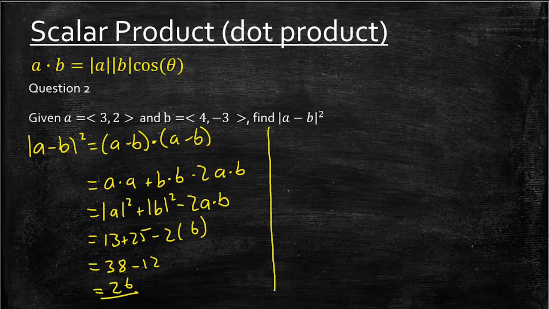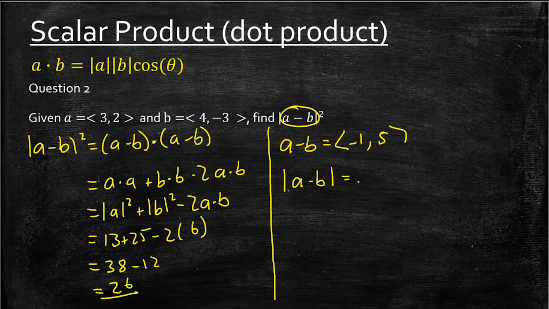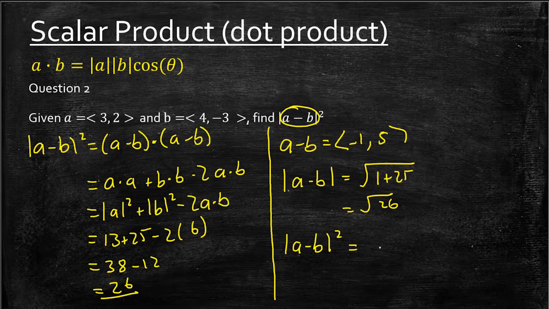The second way to solve this problem is to actually work out what this new vector a minus b is going to be, and then we'll go through the same process. So vector a minus vector b is going to give us a vector, so a take away b is -1, 2 take away -3 is 5. And then we have to work out the modulus of a take away b, which is going to be the square root of 1 plus 25, which is root 26. So the modulus of a take away b all squared is going to be 26.